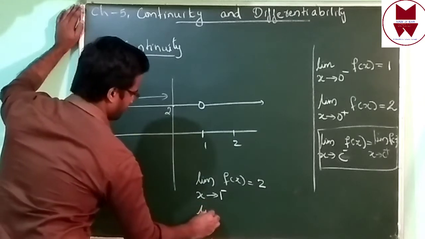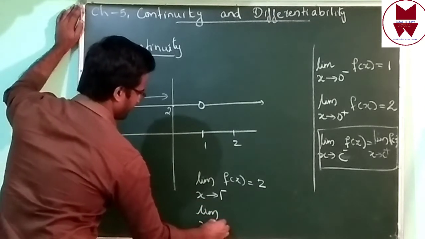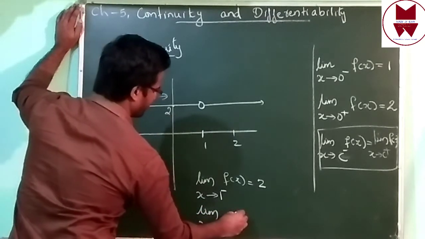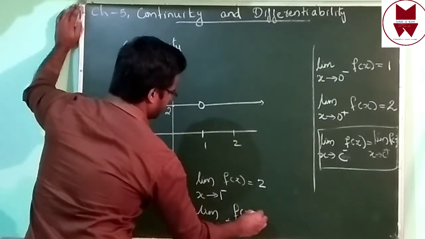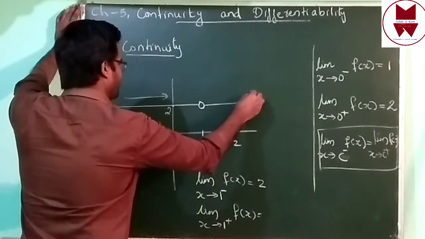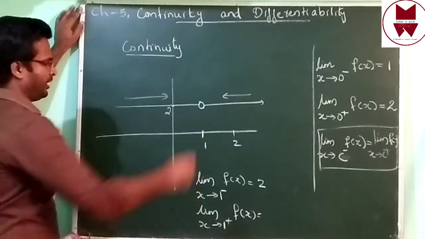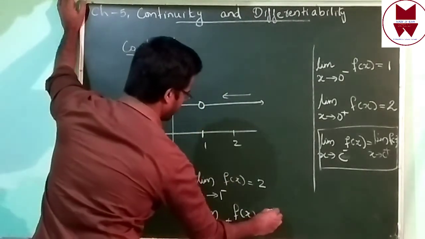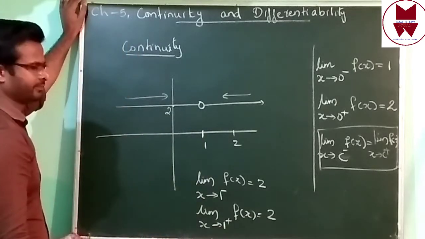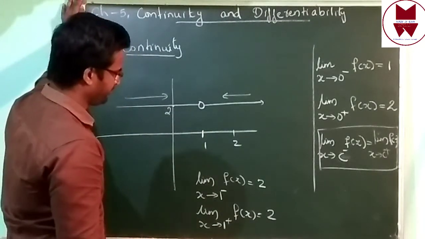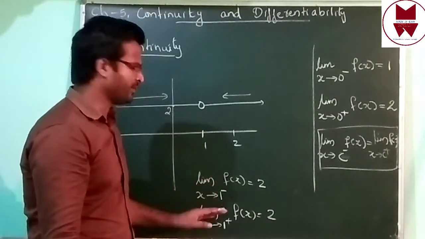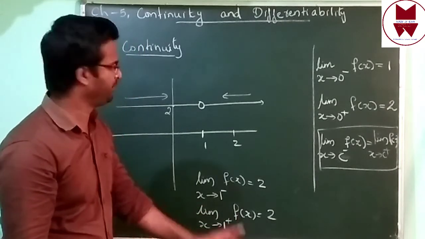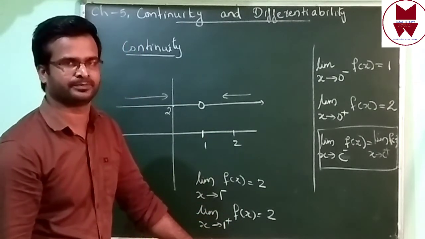Then x tending to 1 plus, that means from the right side approaching 1, what is the value at that time? That time also the value is 2. Now here, LHL and RHL are equal, but is this function continuous or not?